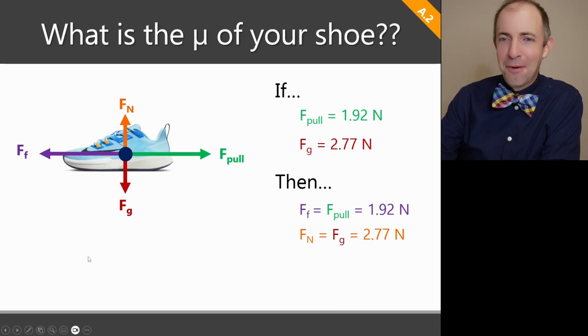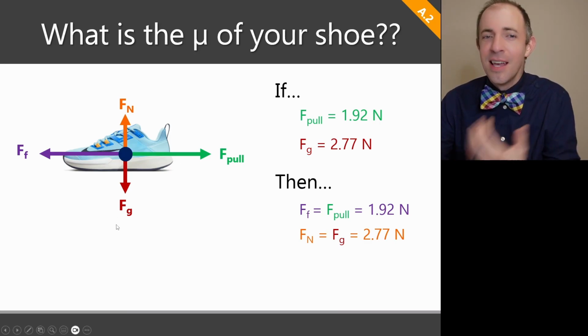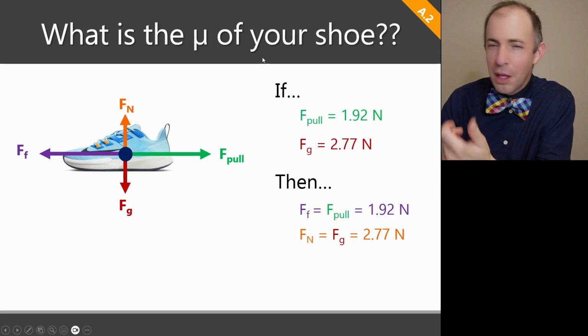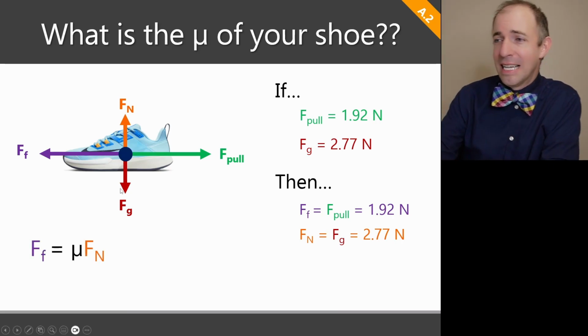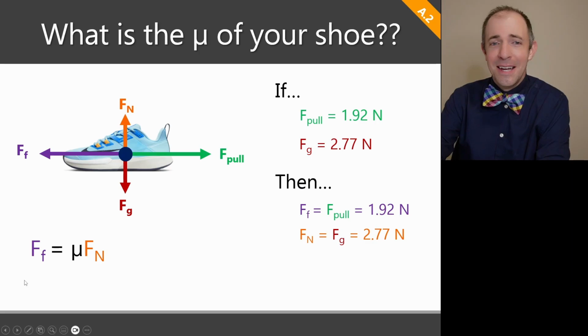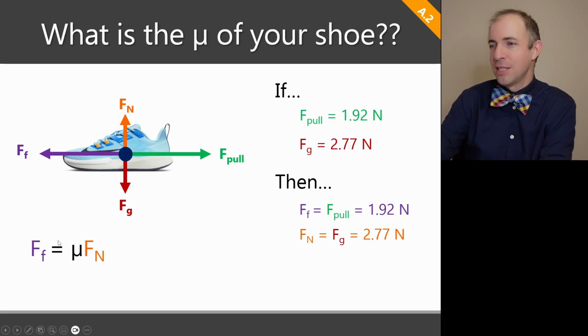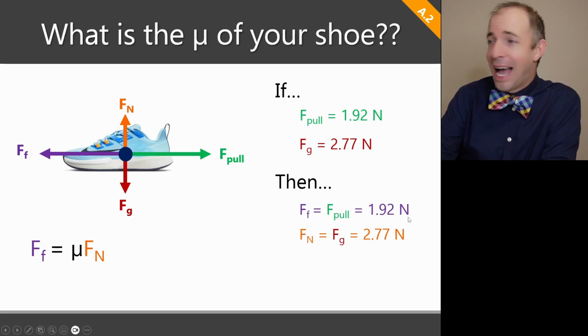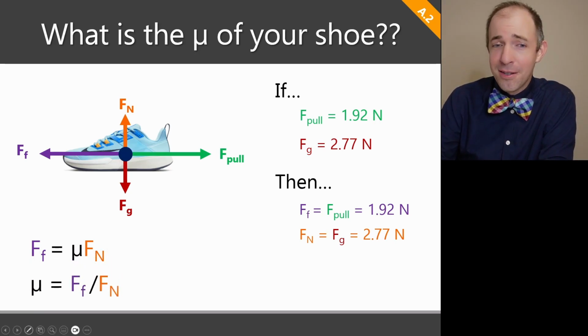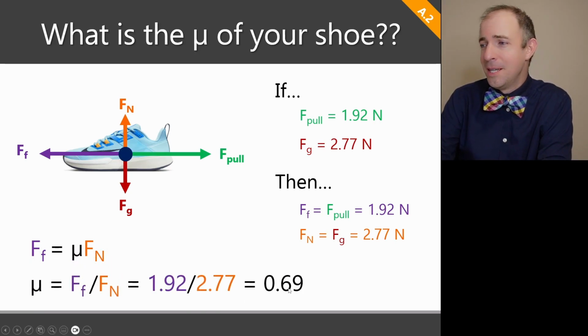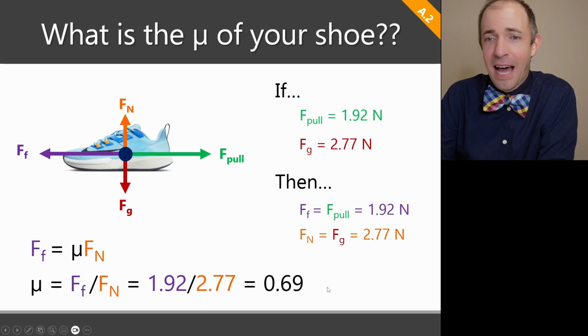Okay, why is that helpful to find all of these forces? Well, if I want to find mu, the only way I can do that is to calculate it or have it given to me. Here, the equation that includes mu is the force of friction equation. Force of friction is equal to mu times Fn. I now know what Ff is, and I know what Fn is. I can plug those in to solve for mu to be 0.69.